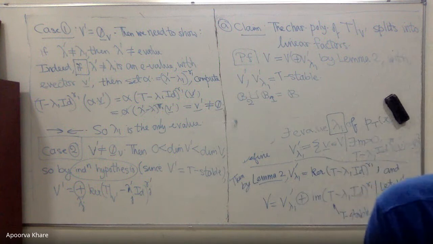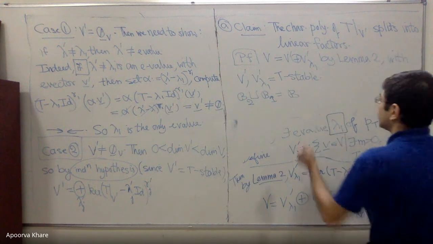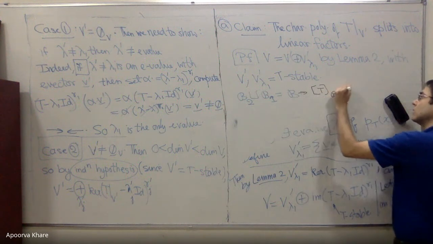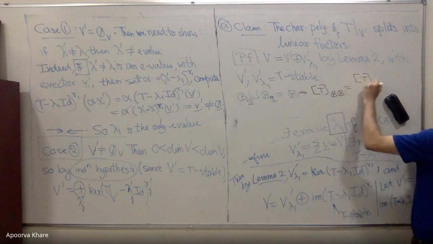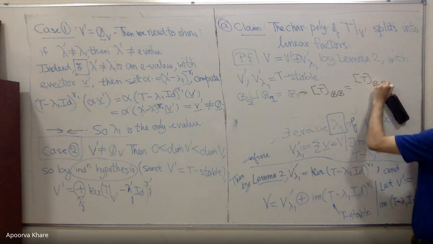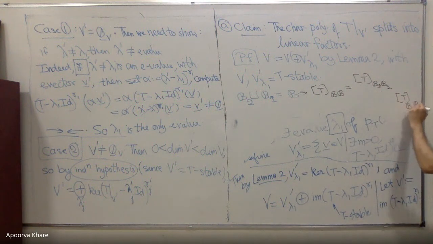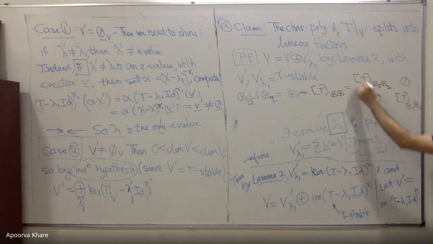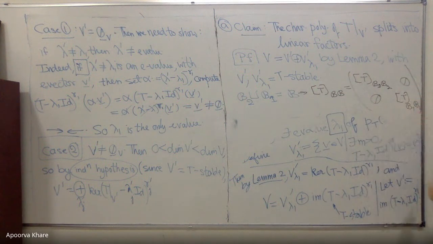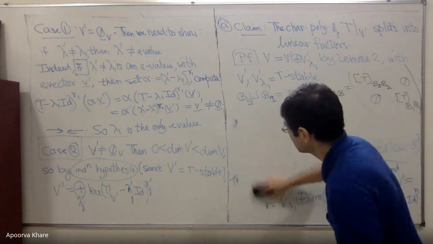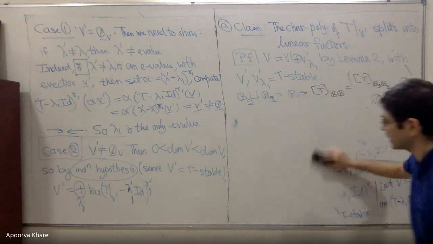I need more space here. Maybe I should use a black pen for a change. What I see is that T with respect to B, B is literally T with respect to B2, B2 and T with respect to B1, B1, with zeros elsewhere. It is literally this block diagonal matrix because they are T stable. That's not hard to check or to figure out for yourselves.